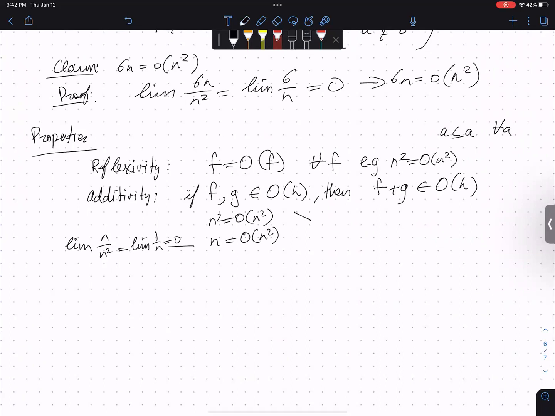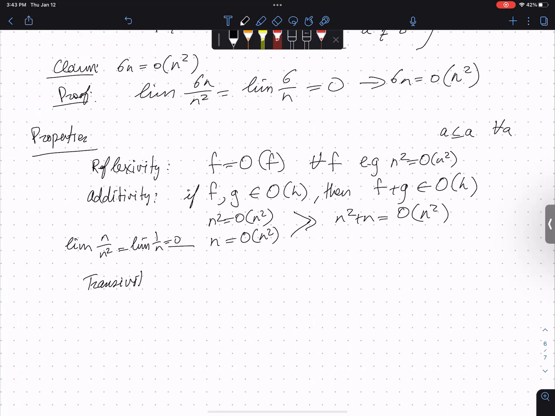So you take these two together, and now you can apply additivity to say n squared plus n is equal to O of n squared. Each of them is big O of n squared, so the sum of them is big O of n squared.